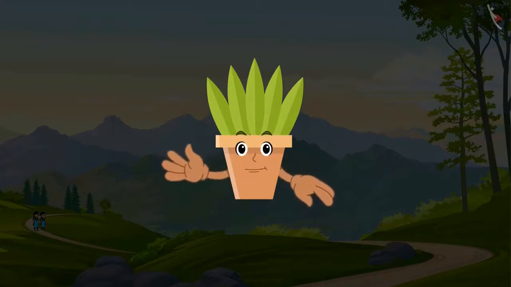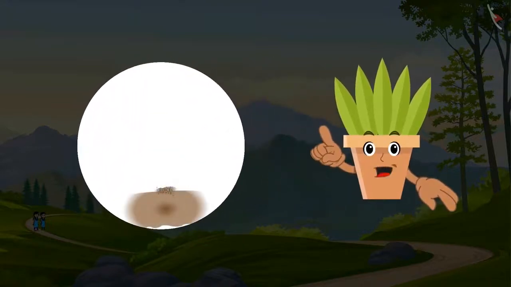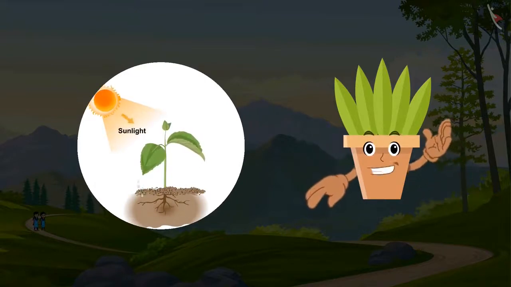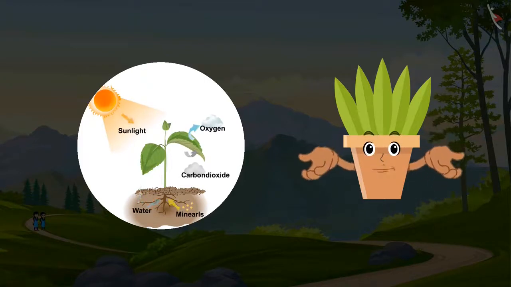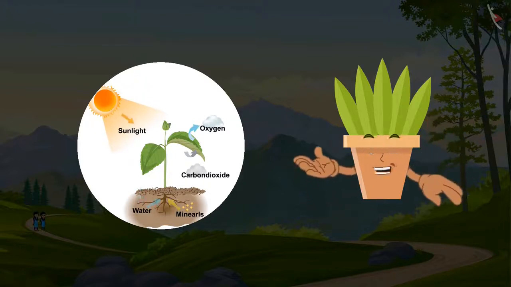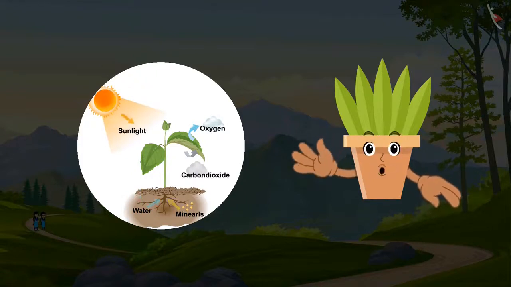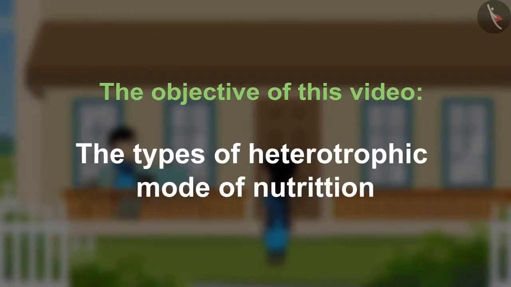In the previous video, you had learned about living and non-living things, and also that living things require food to survive. You also learned that plants make their own food, which is called autotrophic nutrition. In this video, we will talk about the other two types of plant nutrition. Let us go back to Neelu and Minu again to know more about the nutrition of plants. The objective of this video is to learn about the type of heterotrophic mode of nutrition.